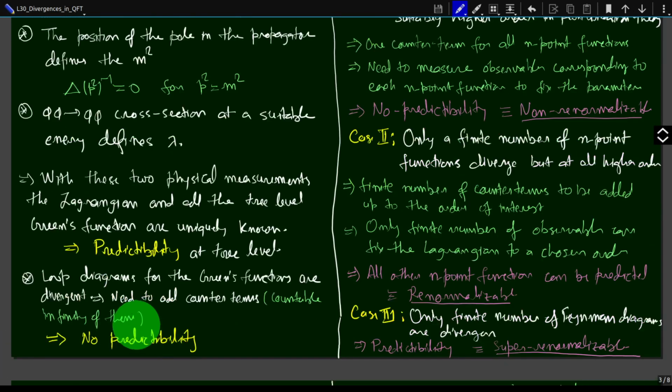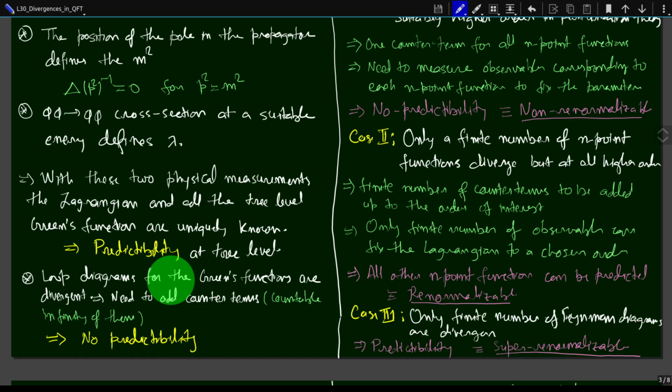Loop diagrams for the Green's functions are divergent. That means we need to add counterterms, countably infinite of them in principle. That means we lose the predictability, because whenever I add a term, I have to perform another experiment for each Green's function to fix that. They must cancel to give me a finite result, but what is that finite result? I need to fix that using an experiment.